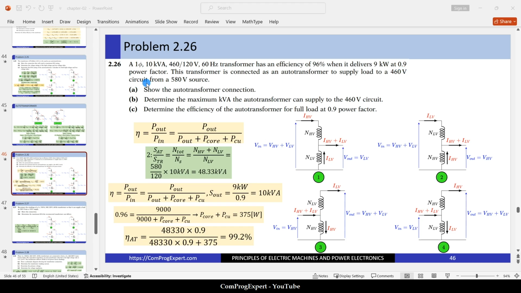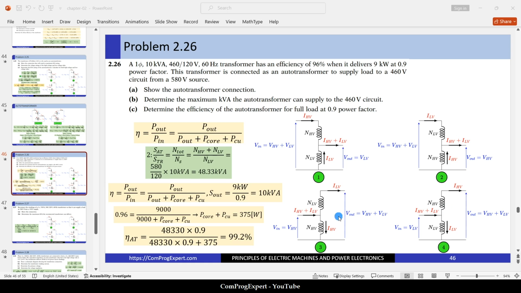This transformer is connected as an auto transformer to supply a load at 460 volts from a 580 volt source. A. Show the auto transformer connection. B. Determine the maximum kVA the auto transformer can supply to this circuit. C. Determine the efficiency of the auto transformer for full load at 0.9 power factor.